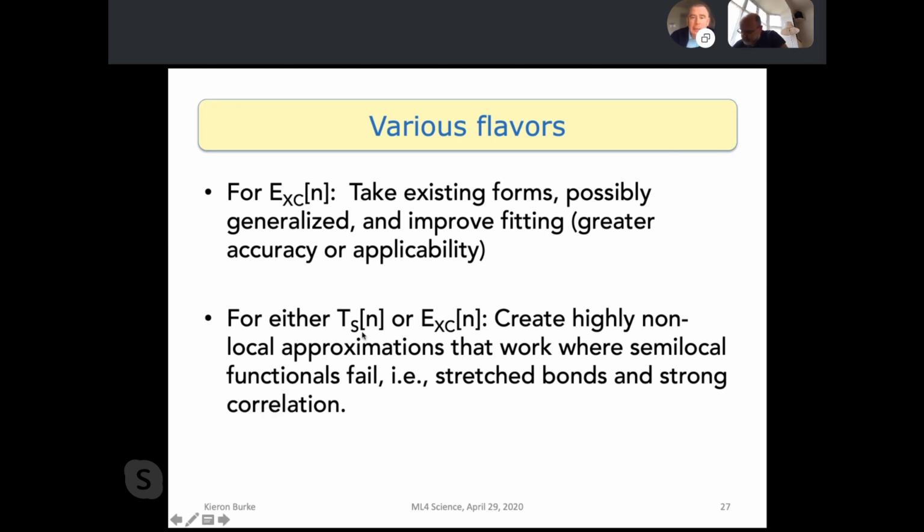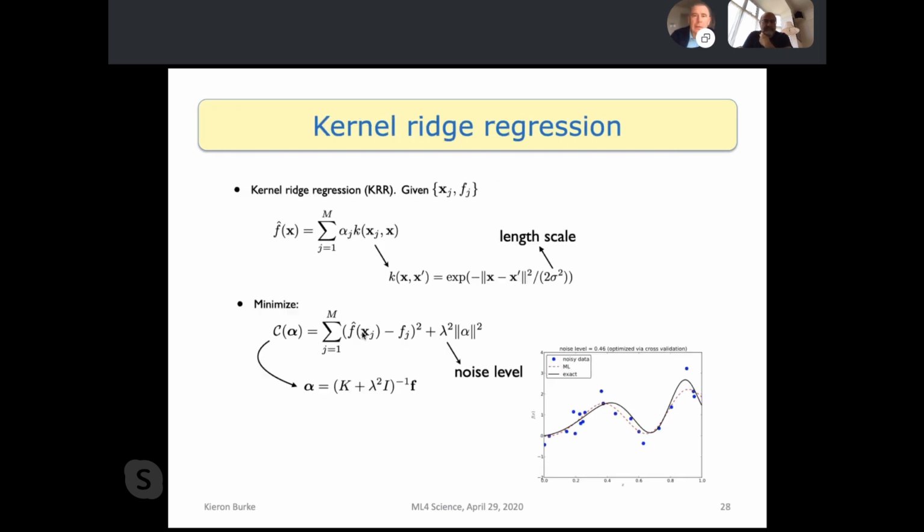And there are two aspects to these things. One is, do you want to make something that is like what we already have, works where the things we have already work, but is more accurate? And the other aspect is, do you want to create something that fixes problems that we don't know how to fix with our current functionals? Those are two different kinds of questions.